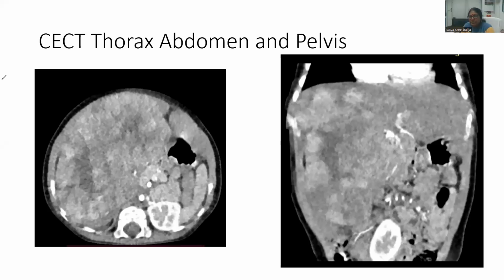Can you show us the lesion with a pointer, Soumya? And can you read out the CT scan for us? Yes, ma'am.